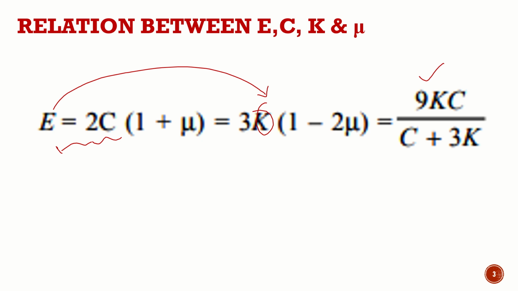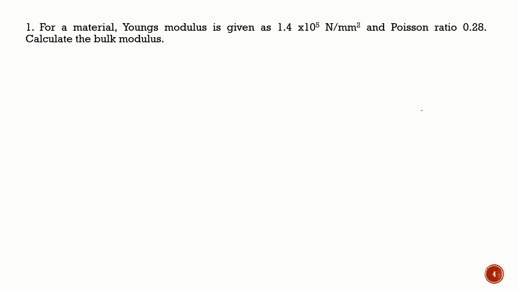Okay, now quickly we'll calculate a numerical problem related to the elastic constant. So you can see for a material, Young's modulus is given as 1.4 into 10 power 5 Newton per mm square. Poisson's ratio is 0.28. Find bulk modulus. So what is given to us?